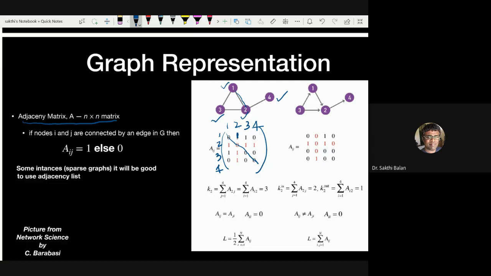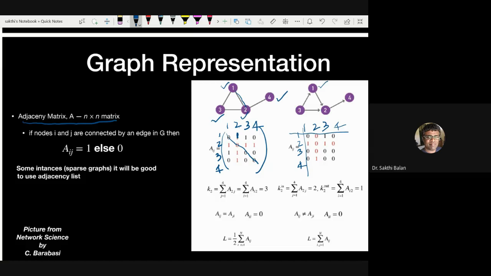of nodes. Okay, and then if the graph is a directed graph, then I would be looking into the direction also. Now, if I take node 1, 1 is connected to 2, right? So if I take 1, 2, 3, and 4, and this is actually 1, 2, 3, and 4, right?